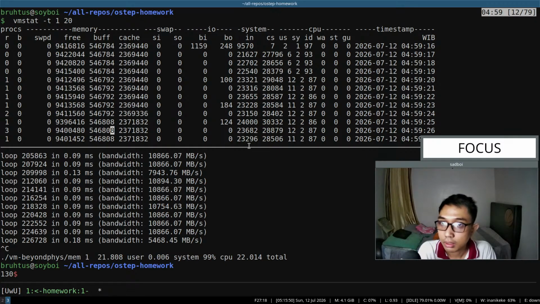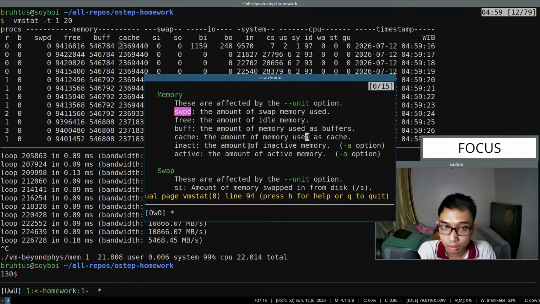So there is that. Memory used as cache. So there are two different, what is it called, memory use categories, I guess. Memory used as buffer and memory used as cache. Maybe something like that.